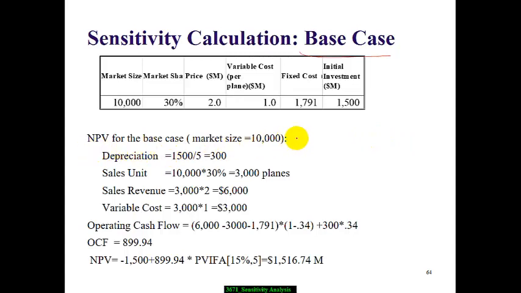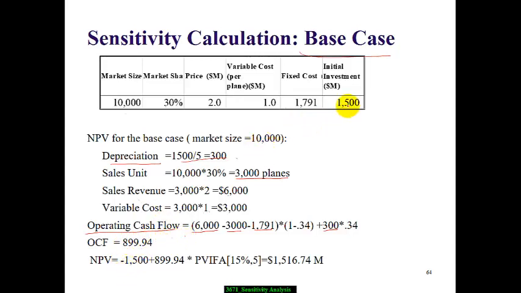This is a 5-year project. The depreciation is 5-year straight line to zero. Every year, the company is going to sell 3,000 planes because we account for 30% of the overall market. Each jet, we can charge $2 million. The variable cost is $1 million. This will help us find out operating cash flow. Use the tax shield approach: the total sales revenue minus total variable cost minus the fixed cost, then times 1 minus the tax rate. The annual depreciation is 300. This gives us the OCF as $99.94 million every year.